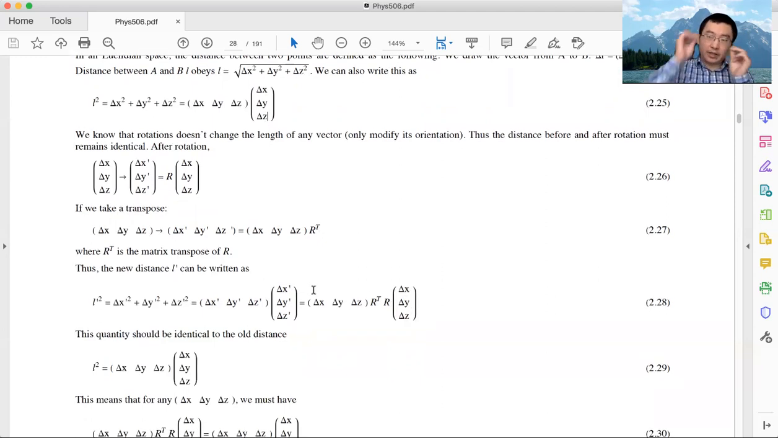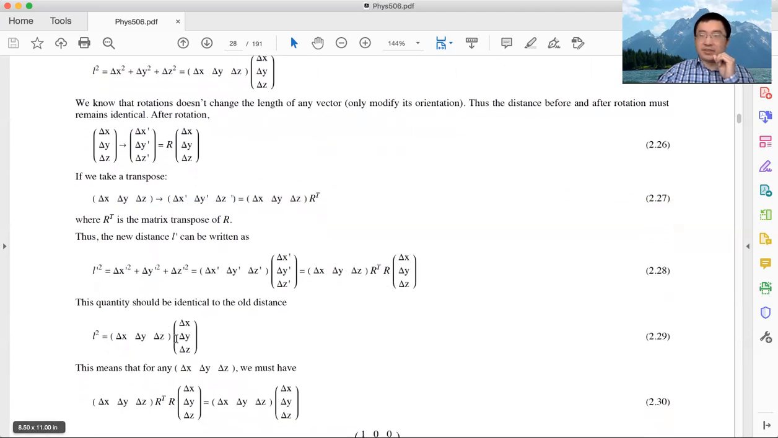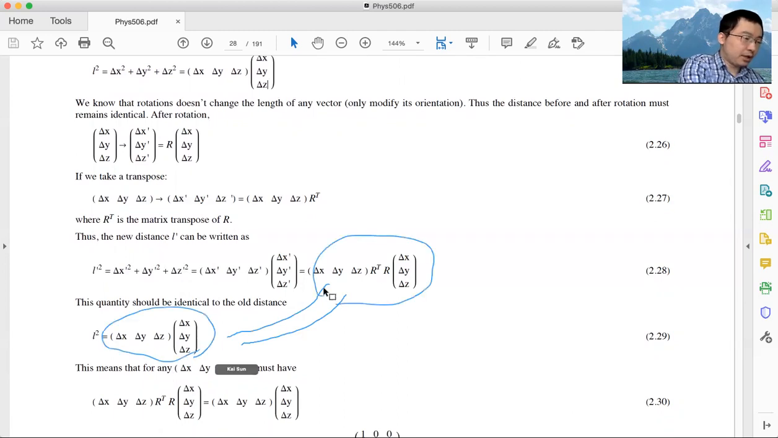So after rotation, the distance is this expression, and before rotation, the distance is this expression. We need to make sure that these two distances always remain the same, no matter which two points, A and B, we choose, because rotation does not change the distance. Rotation only changes orientation. So we need to make sure that this object and this object are always the same, no matter what values of delta x, delta y, delta z I put in.